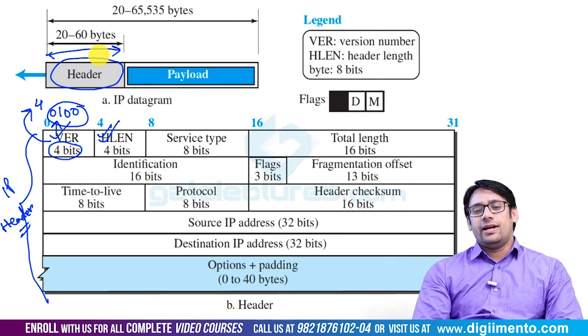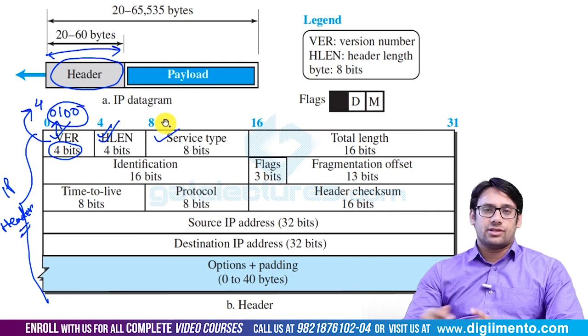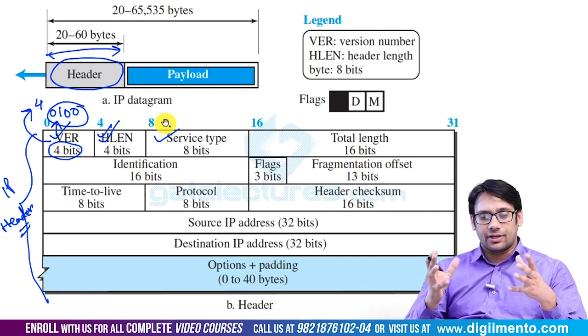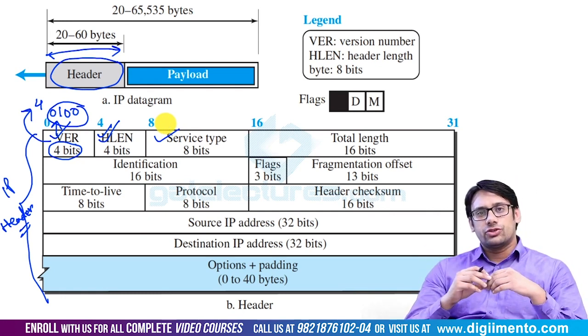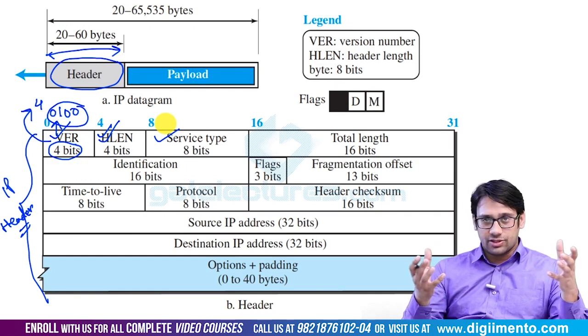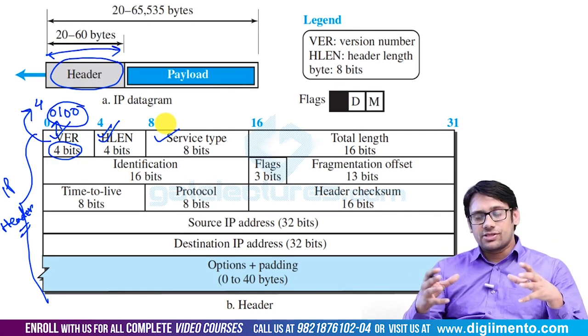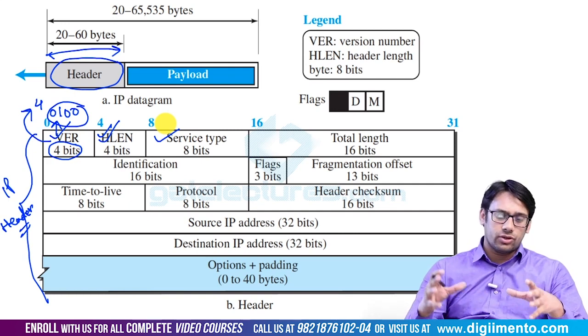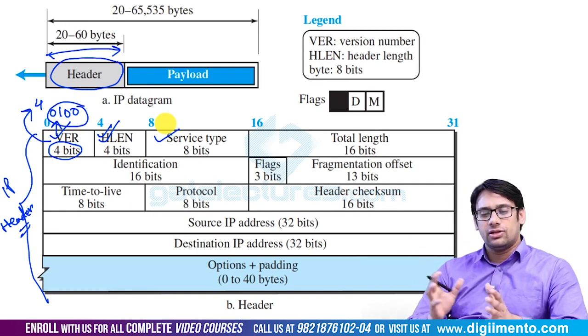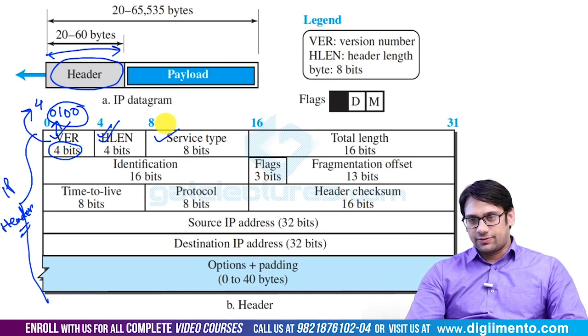Next is a service type field, and now this service type field is called the DS field. It has been updated a lot. Earlier, we used to call it a service type field. Now the name has changed, and the various information that we used to store in this field has changed. So I'm going to add a video here which will completely demonstrate what the service type field is.